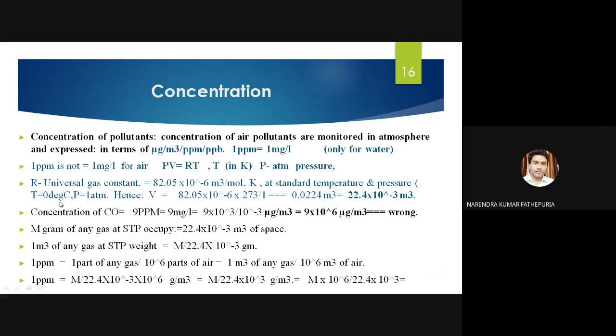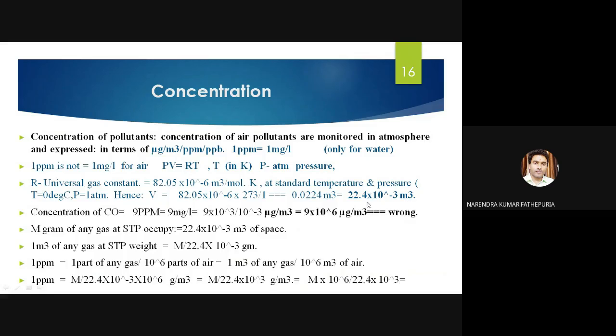T we are taking in degree Celsius. P is 1 atmosphere, temperature we are taking, and V is the volume. You can get the gas volume by using this formula. V will be equal to nRT divided by P, with n as 1, P on the right hand side, and R is given as 82.05 into 10 to the minus 6, multiplied with T, 273. It's a room temperature, right? And then divide by 1, you will get it as 22.4 into 10 to the minus 3 meter cube.